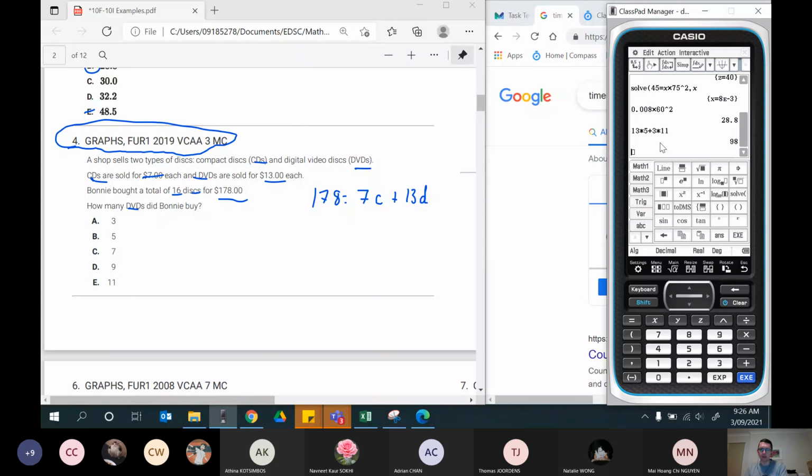Sorry, I think I've done that the wrong way. DVDs are the first one. She bought 5 DVDs, and DVDs are 13. I'll do my DVDs first. If she bought 3 DVDs, that means she would have 13 CDs, and the CDs are $7 each. So I've got DVDs and CDs, and that needs to add to 16.